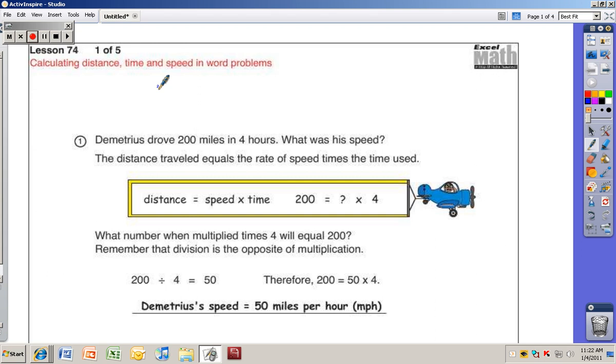Okay, number 1. Demetrius drove 200 miles in 4 hours. What was his speed? The distance traveled equals the rate of speed times the time used. That kind of sounds confusing. Think of it this way. There's 200 miles.